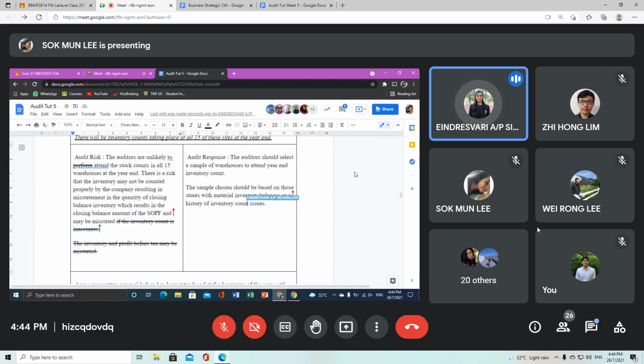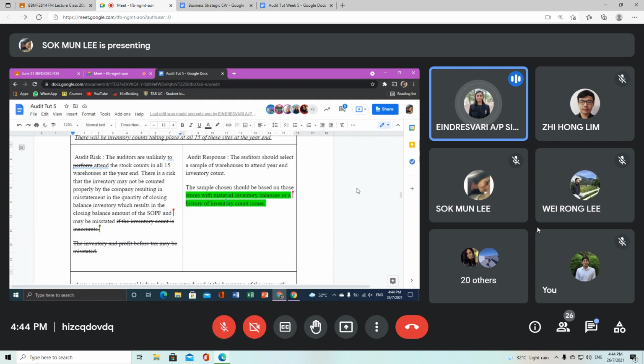So what is the response? How are you going to select which warehouse you're going to attend? You should choose based on the stores which have material inventory, more quantity of inventory, or stores which have a lot of issues with inventory.